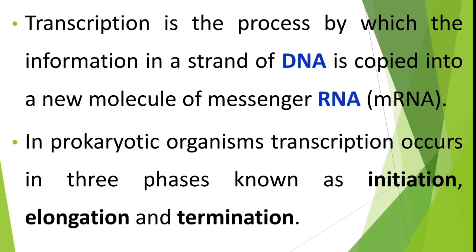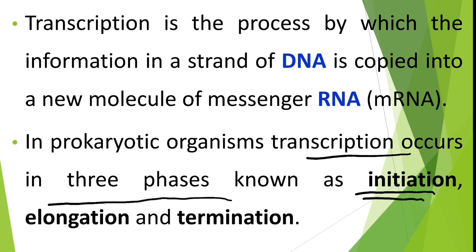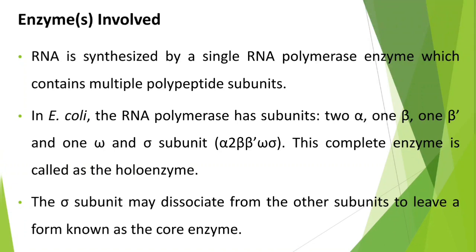In prokaryotes, transcription occurs in three phases known as initiation, then elongation, then finally termination. Initiation is the start of transcription, then elongation is the actual polymerization or actual mRNA synthesis process. Then finally the process will be terminated in the process of termination. Okay, let's start. Then the enzymes involved in the process of mRNA synthesis.